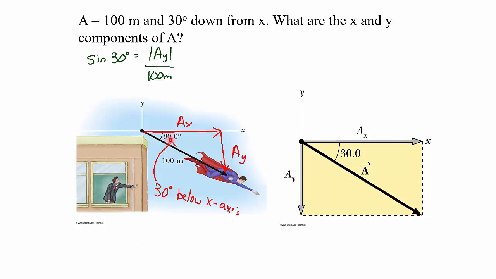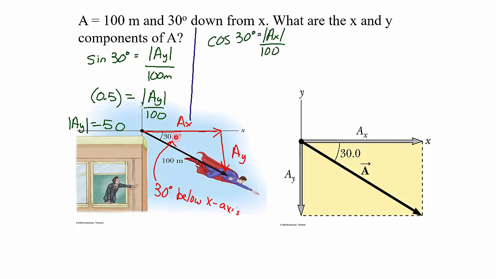So I set this up. The sine of this angle, 30 degrees, is the ratio of the opposite side, which is this y component, divided by the hypotenuse, which is 100 meters. And you type in on the calculator sine of 30 degrees, and you get that the sine of 30 degrees is 0.5. So 0.5 equals the size of the y component divided by 100, or solving for that size of the y component, multiplying both sides by 100, I get that the size of the y component is 50 meters. So he flew 50 meters in the y direction. We'll include the sign in a second.